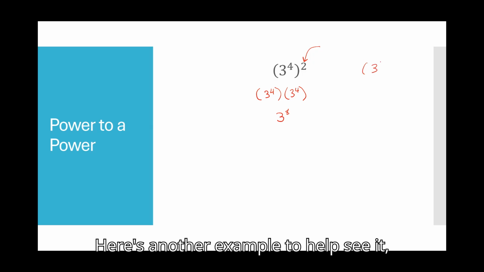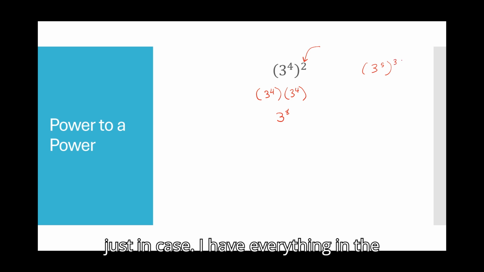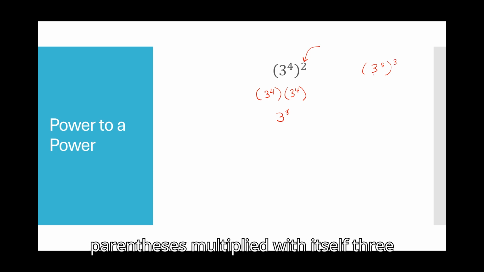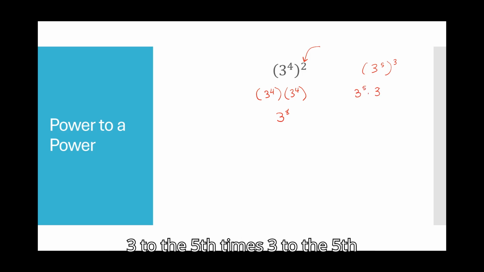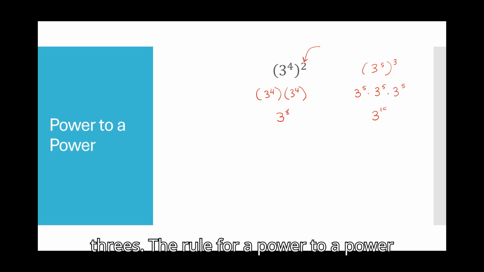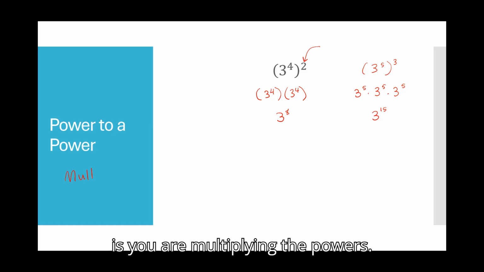Here's another example to help see it just in case. I have everything in the parentheses multiplied with itself 3 times. So I have 3 to the 5th times 3 to the 5th times 3 to the 5th. 5, 10, 15. I have 15 3s. The rule for a power to a power is you are multiplying the powers.